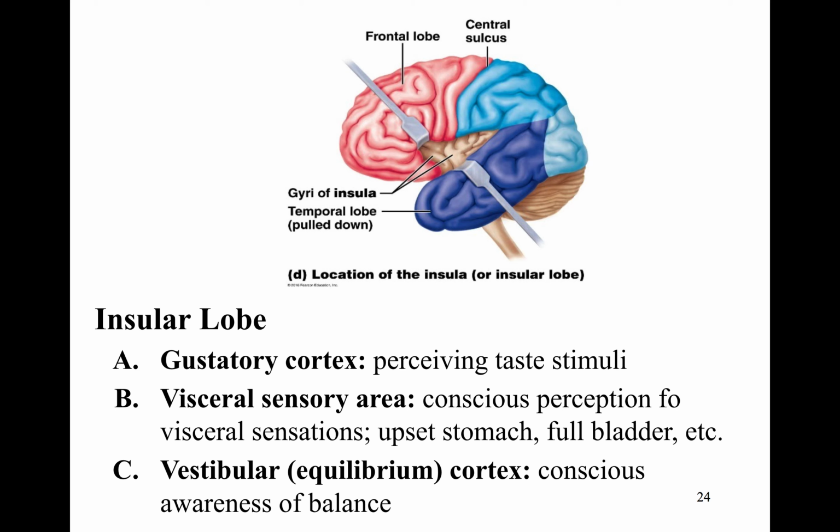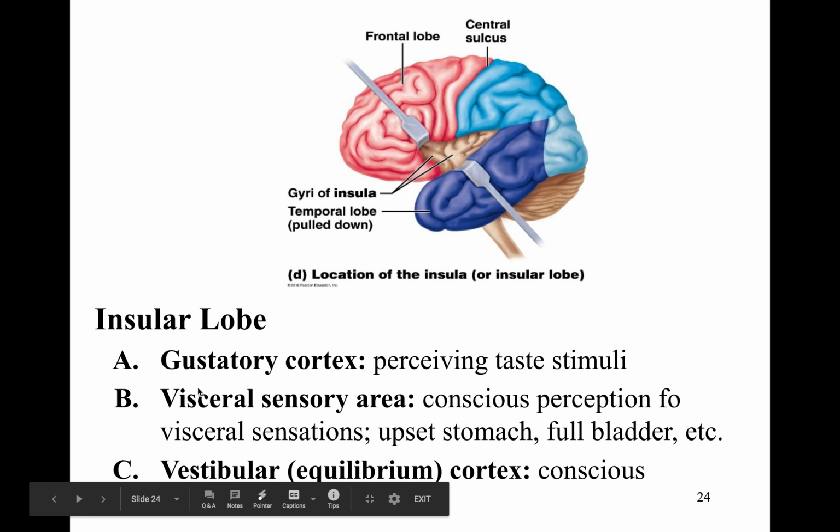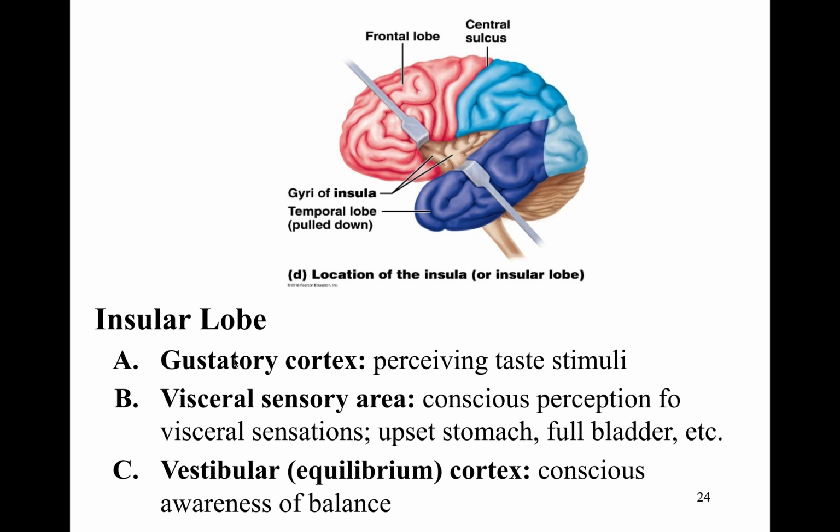On the insular lobe, we're going to have a couple of different sensory areas. We're going to have the gustatory cortex. The gustatory cortex is also known as the taste cortex because it functions to perceive taste stimuli. So the gustatory cortex, or the taste cortex, is a region involving the perception of taste stimuli.